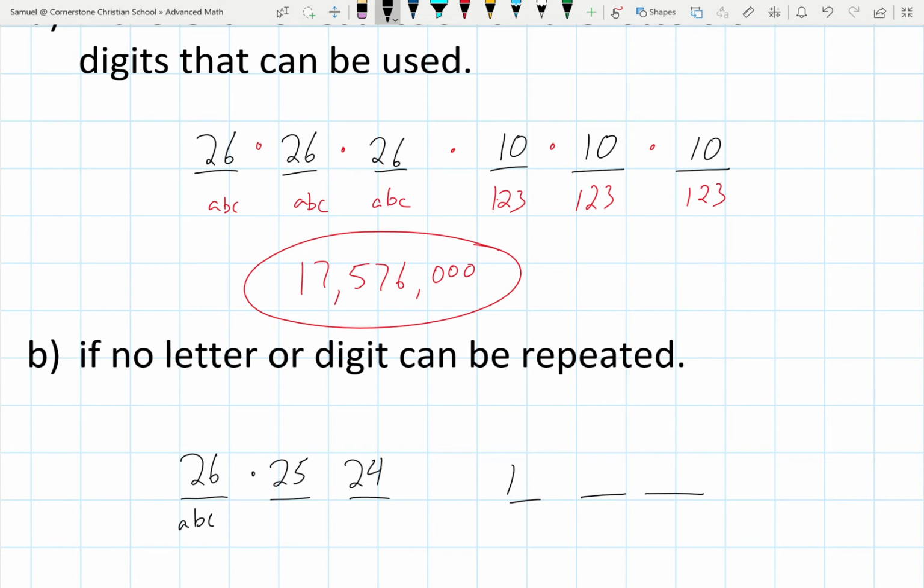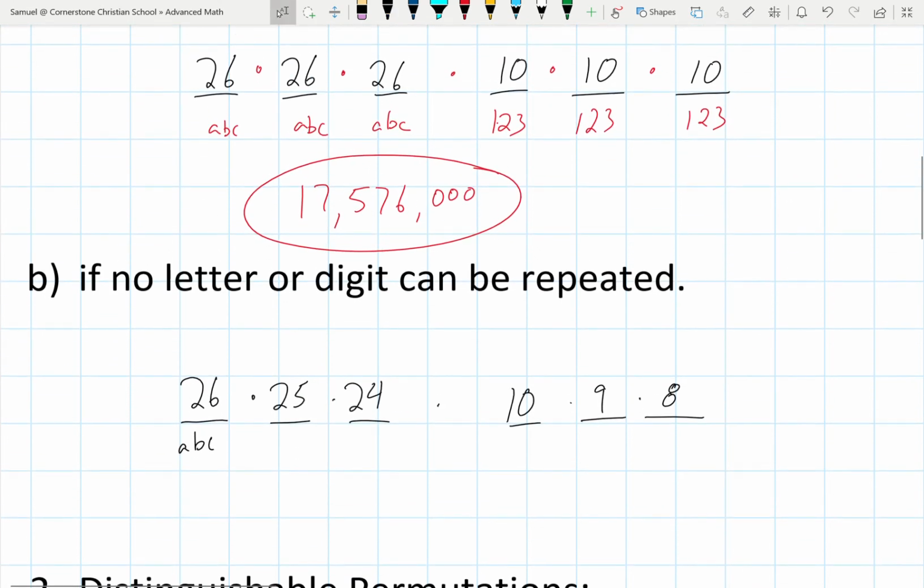For the digits, I have 10 options. I use one of them. I don't know which one. I'm down to 9. I'm then down to 8. So we're going to multiply all of these numbers together in order to get the number of ways that we can arrange a license plate if we have no repeated letters and no repeated digits.